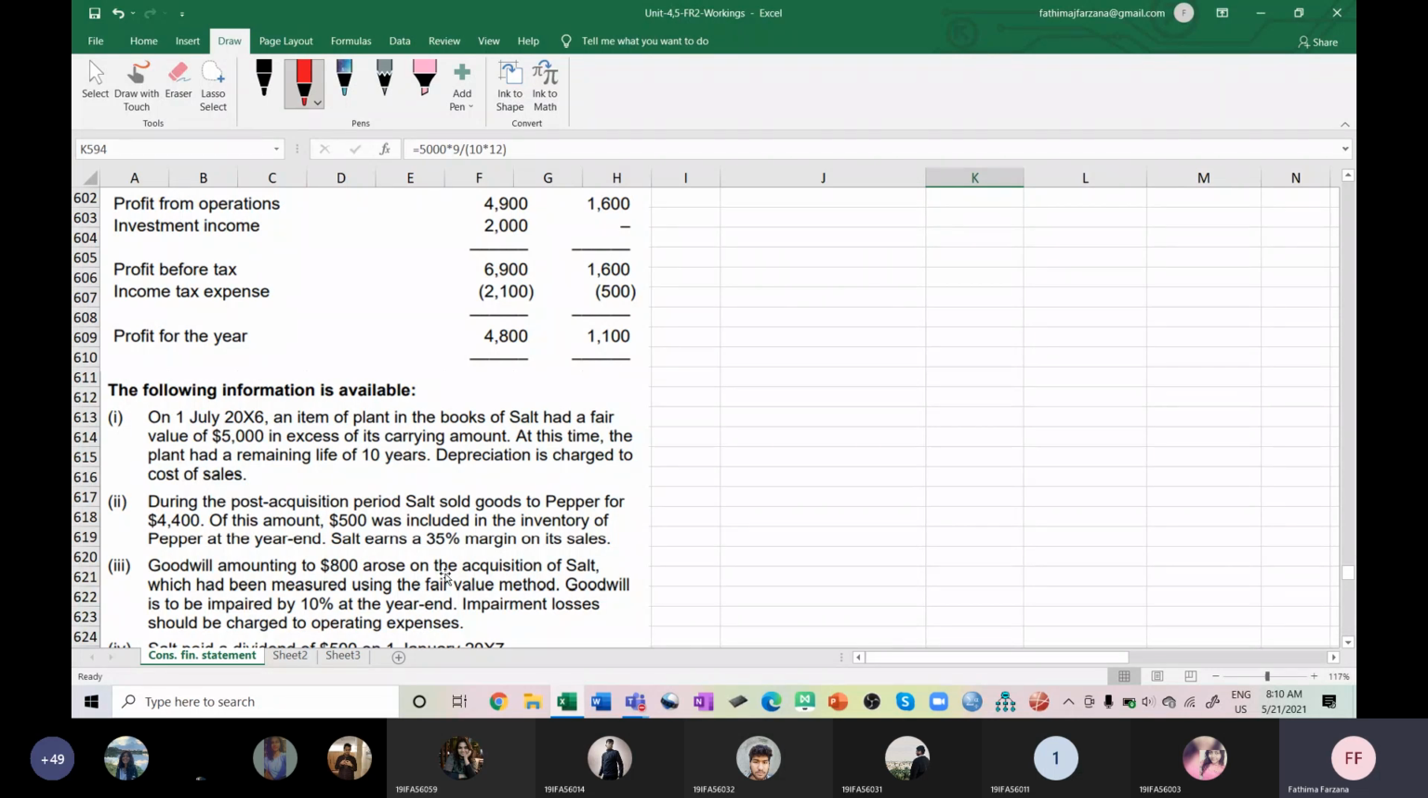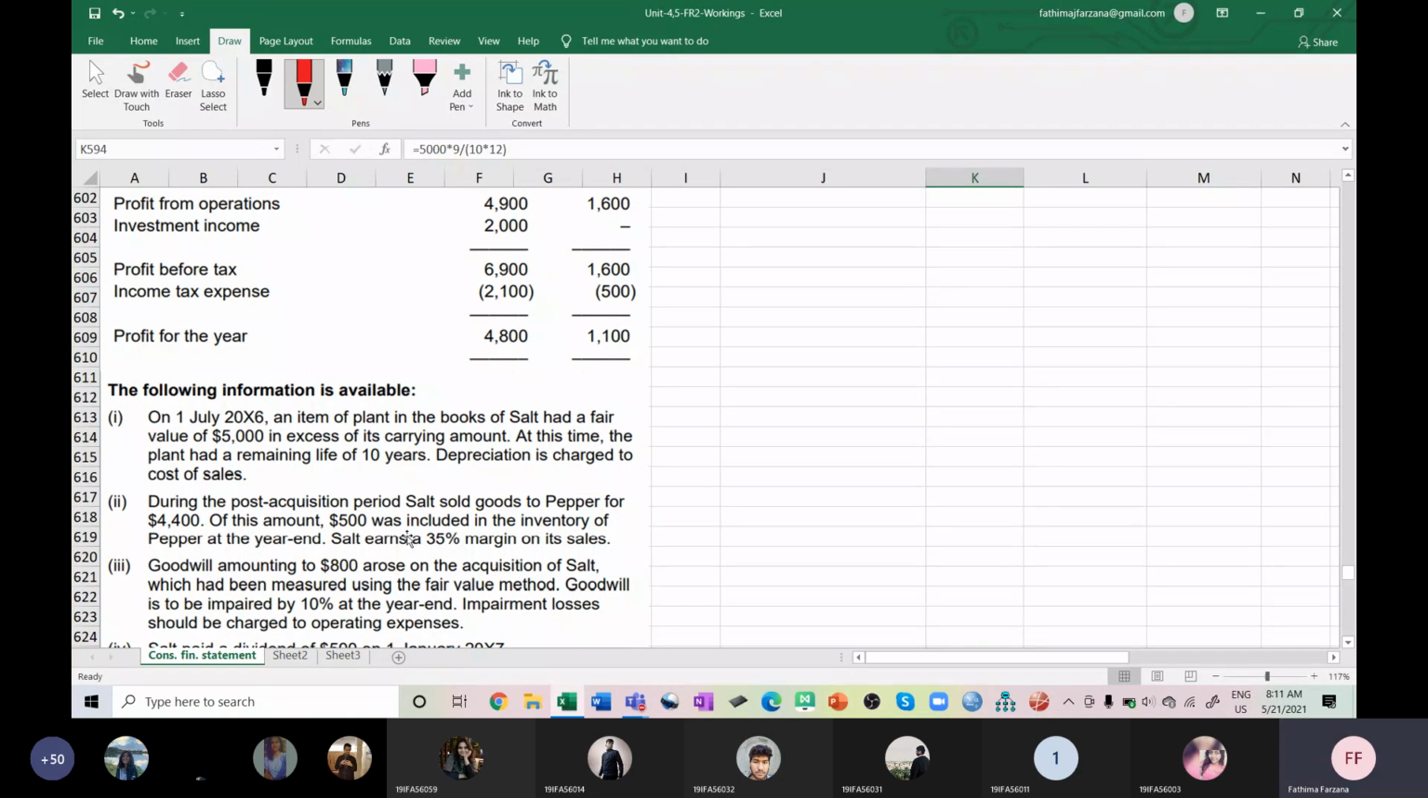But here, actually, we cannot put 35 by 135. That is one thing here. Why? Because if you see the previous problem, they said very clearly which is included in the sale. The profit is included in the sale, like that they would have put it. But here they said out of 4,400 rupees, 500 was included in the inventory of pepper at the year end.